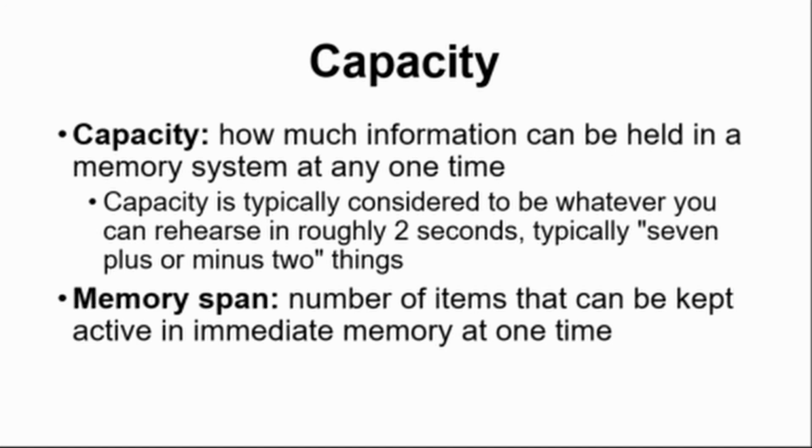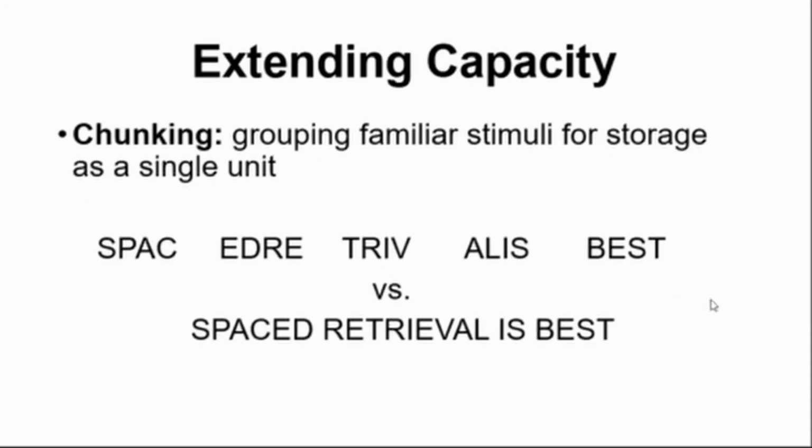But we can also refer to this capacity, or the number of things we can hold, as our memory span. So the number of items we can hold in that 2-second recall ability. And of course, we can extend our capacity using different tricks. As per usual with memory, the more things we make connections with, the more meaning we can assign to something, the easier it is to remember. So we can use a process called chunking in order to group familiar stimuli in order to store them as a single unit.